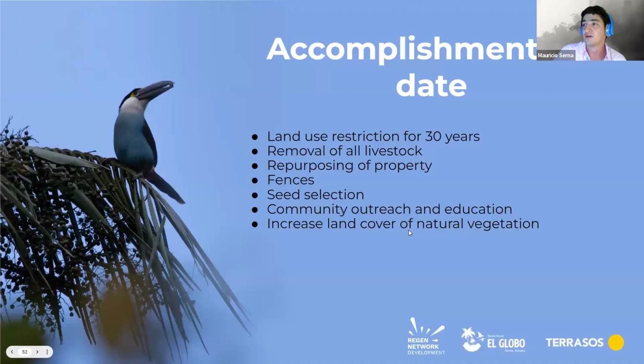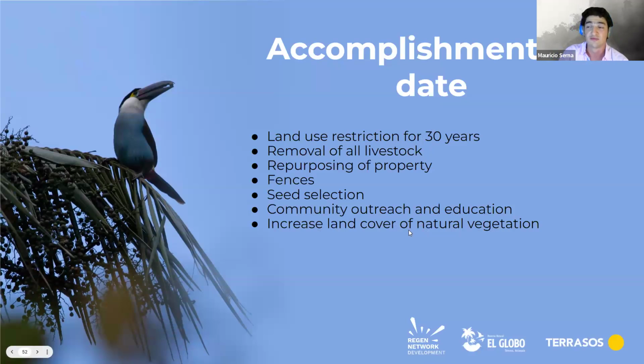So to date, I'm going to show you the accomplishments we've achieved. For the first time, we secured the land and restricted the land use for 30 years, dedicated to conservation and restoration. We removed all of the livestock, so there is no more livestock on the property. We repurposed the property. It was dedicated to cattle ranching for 50 years, and now it's dedicated to sustainable use of biodiversity, conservation, and restoration.